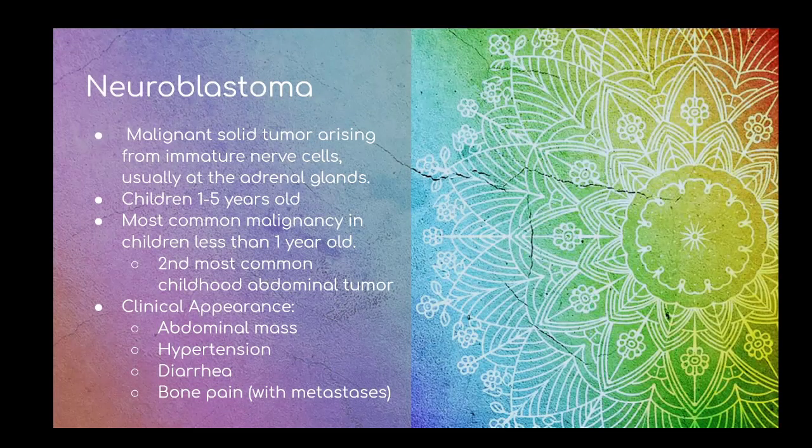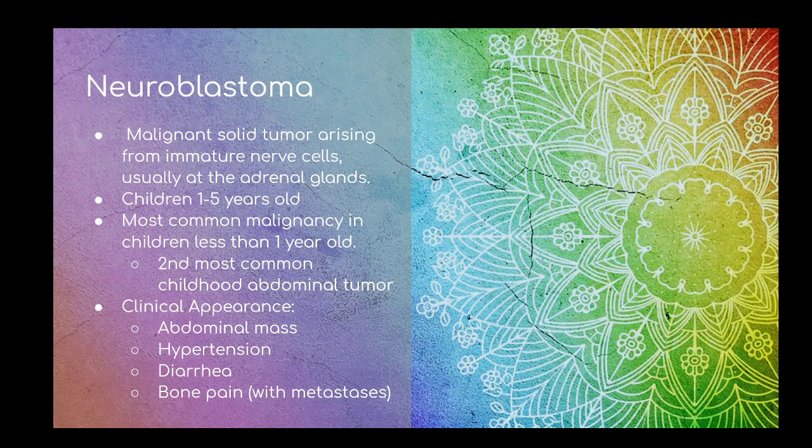Now, neuroblastomas are malignancies that arise from immature nerve cells. And neuroblastomas usually pop up at the adrenal glands. So you can think of neuroblastoma and adrenal glands going together. The other spot that they come up is on the spine, which is probably what you would think of more, especially with the neuro prefix. But neuroblastomas are most commonly seen at the adrenal glands.